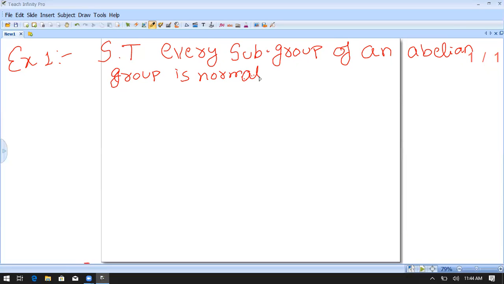So this is the first example of this problem series. What does the question say? Show that every subgroup of an abelian group is normal. So the question gives us an abelian group, and we have to prove that every subgroup is normal.